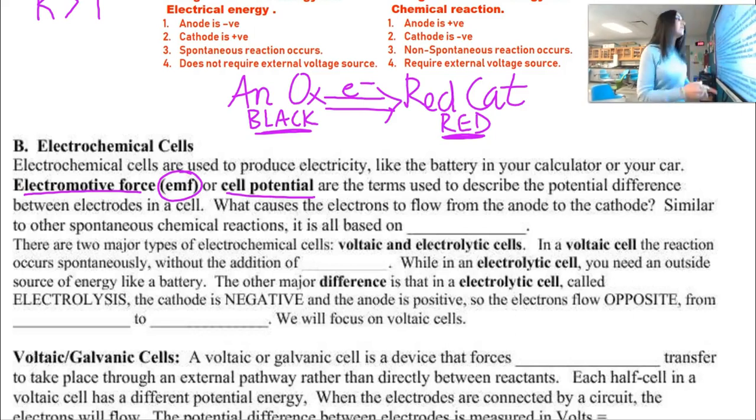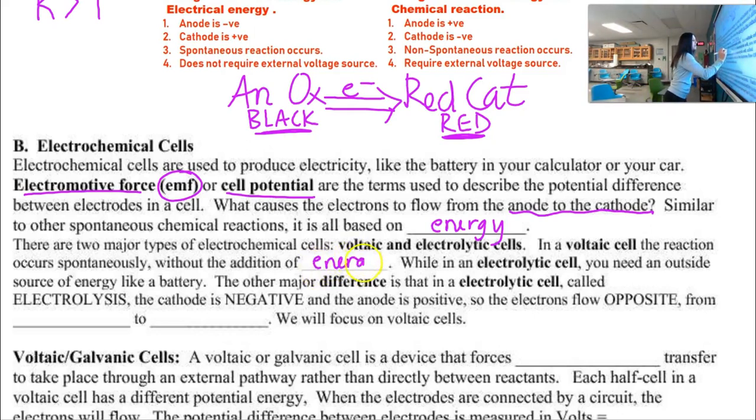So it says, what causes these electrons to flow from the anode to the cathode? Similar to other spontaneous chemical reactions, it's all based on energy. It's all dependent on our energy and our energy changes. So there are two major types of cells. We already talked about this. There's the voltaic and the electrolytic. In a voltaic cell, the reaction occurs spontaneously without the addition of, if you said outside energy, that's correct.